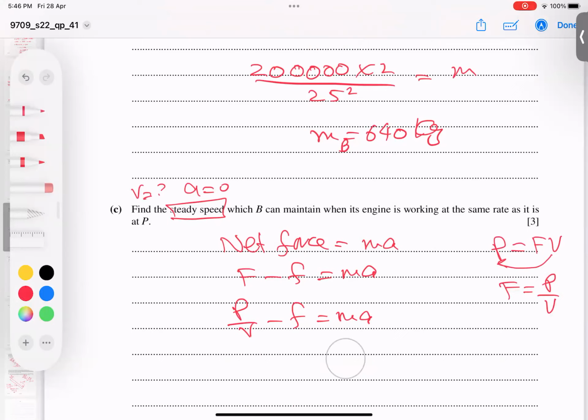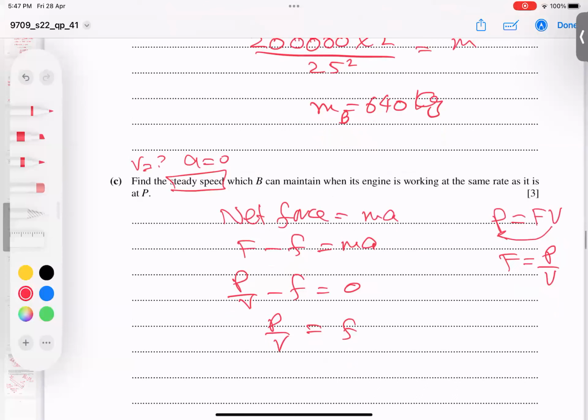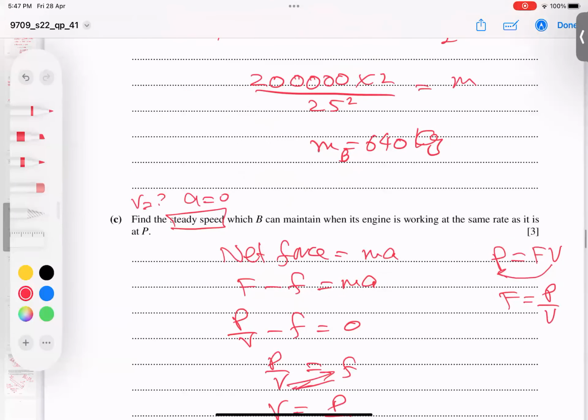I think we can save our time. So friction goes there because this is zero. Okay, I'm saving my time and writing zero here. Friction goes there and P by V. So I change the places: V goes up and F comes down. So V equals power by friction force. Now power is the only issue.